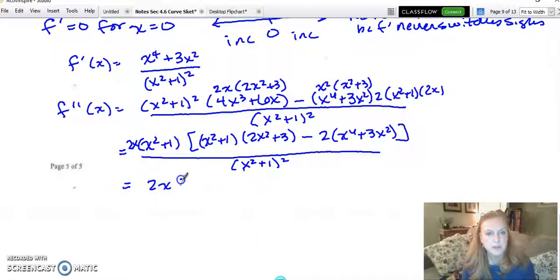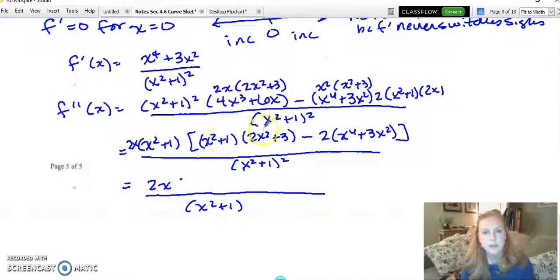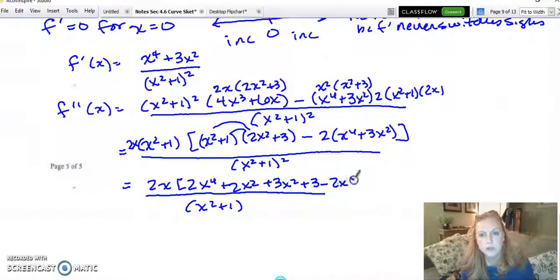Let's combine this one and this one. So x squared plus 1. And then in here, I'm just going to have to multiply everything out and collect like terms. So 2x to the fourth plus 2x squared. That's this one and this one. And then we need to do 3x squared and that one plus 3 minus 2x to the fourth minus 6x squared.